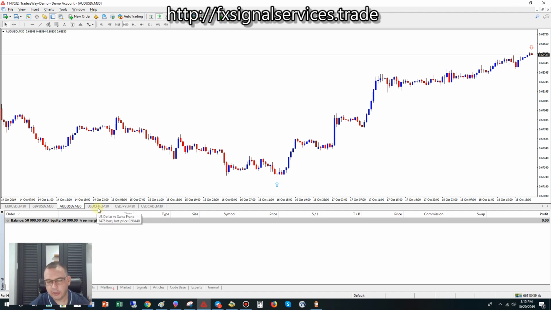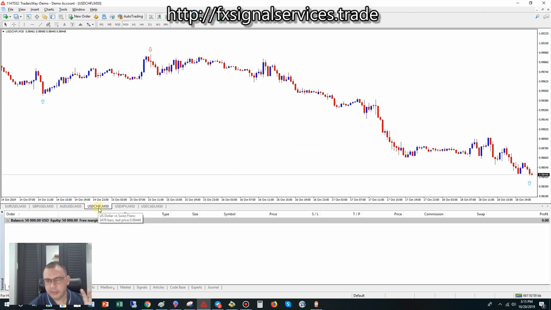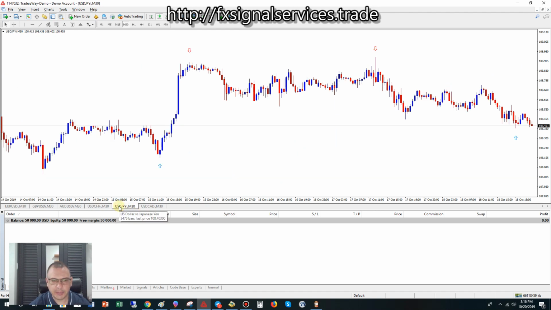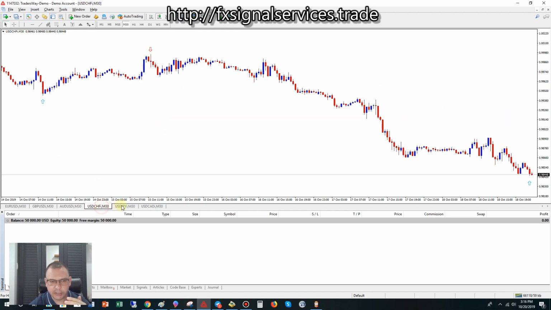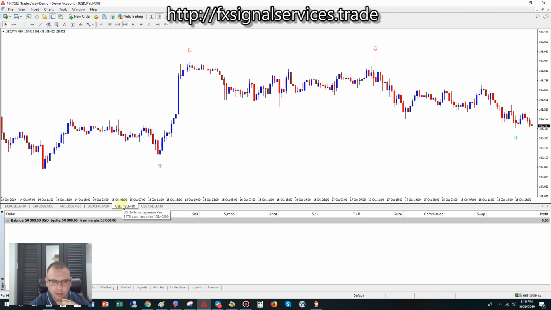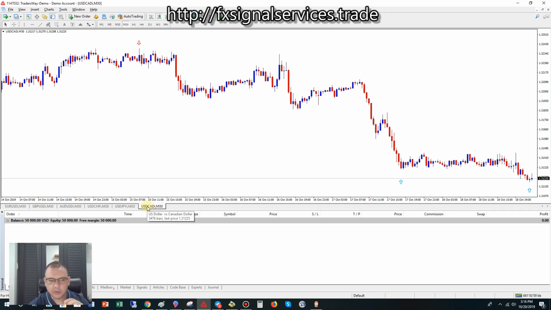So if we go to the USD CHF, for example, we see that yes, it has definitely been dropping this past week. Same with USD Japanese yen. Normally USD JPY will go in the opposite direction from what USD CHF does, but not always. So we do see that USD JPY was more of a flat range of motion this past week, and also we see US dollar Canadian dollar has definitely dropped this past week. So we know the US dollar has definitely weakened.